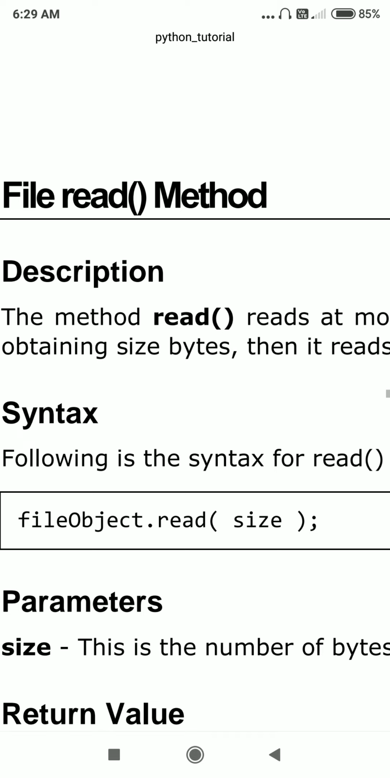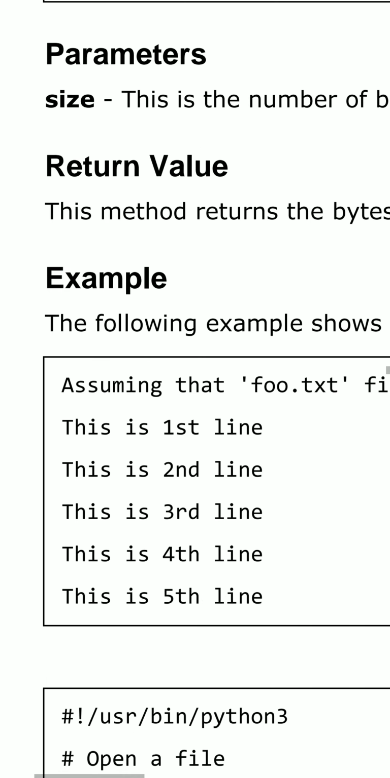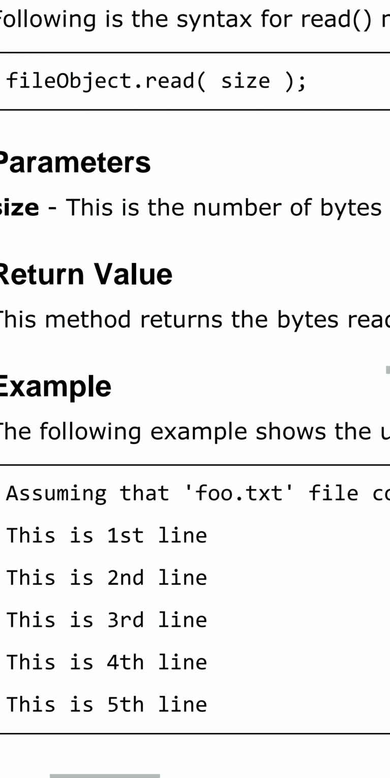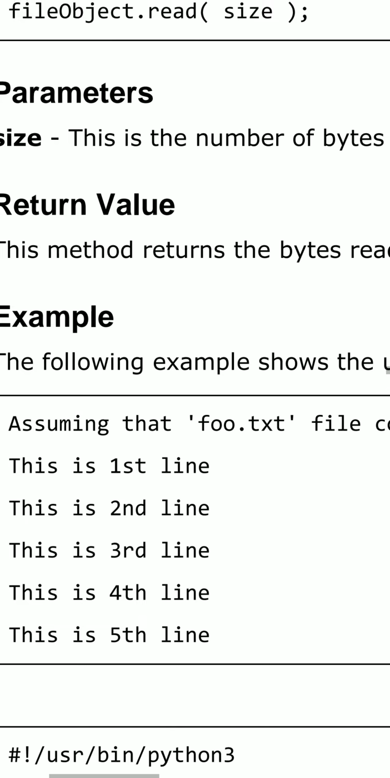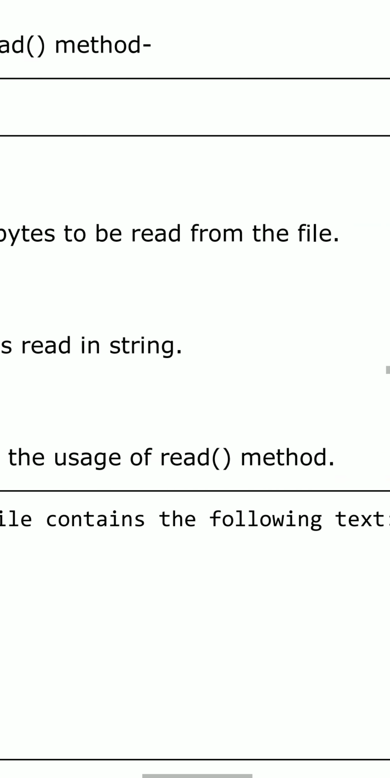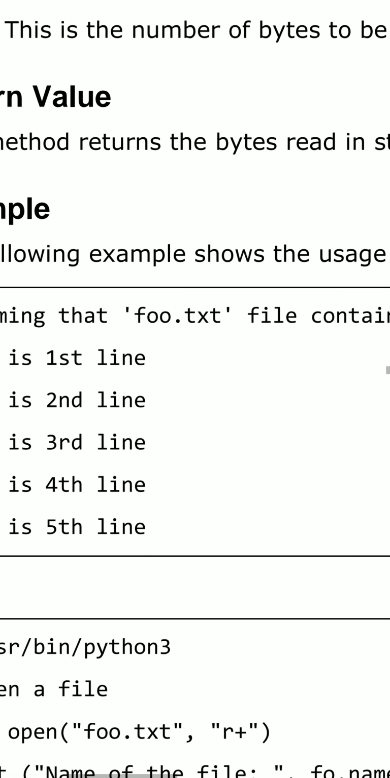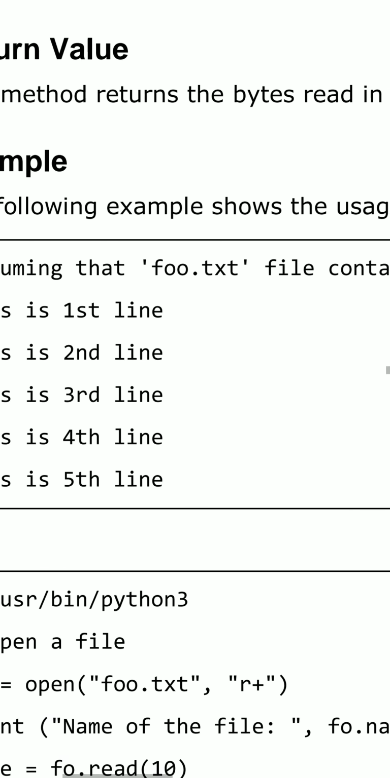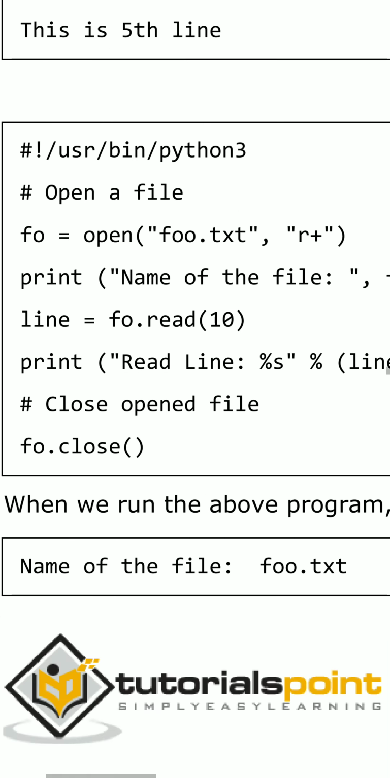The next one is the read method. File read means reading the file up to a size. The syntax is file object dot read of size. The size parameter specifies the number of bytes to be read from the file, and the return value is the bytes read from the file, that is how many bytes I have read from the file in the method. So we have taken a program.